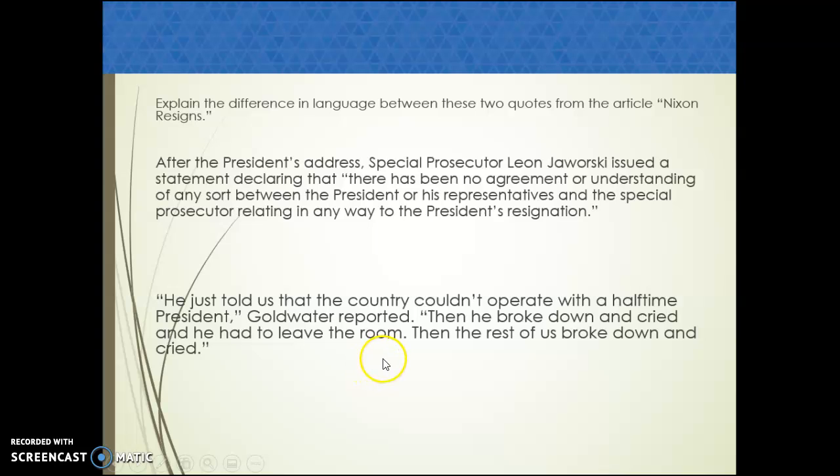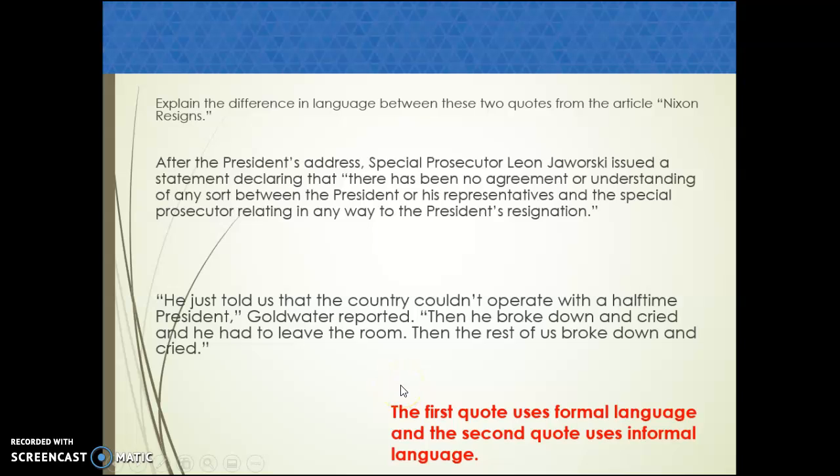And the second one, he just told us that the country couldn't operate with a half-time president, Goldwater reported. Then he broke down and cried, and he had to leave the room. Then the rest of us broke down and cried. So the difference in language here, the first quote uses very formal language. It's very professional sounding. The second uses very informal language and has much more of a pathos feel and an emotional appeal to it.